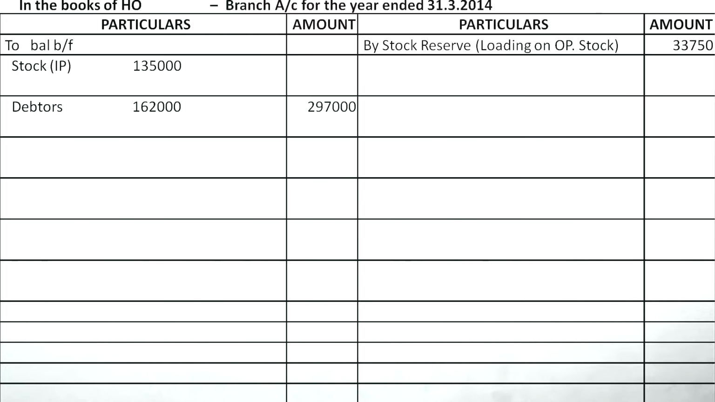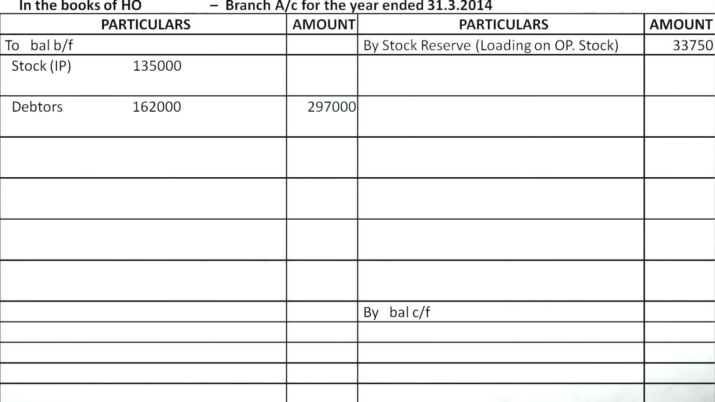Stock reserve, meaning loading on opening stock at 33.33 percent, 33,750. What will be the journal entry, sir? Very simple: stock reserve account debit to branch account. We are cancelling the opening stock reserve. Next one.